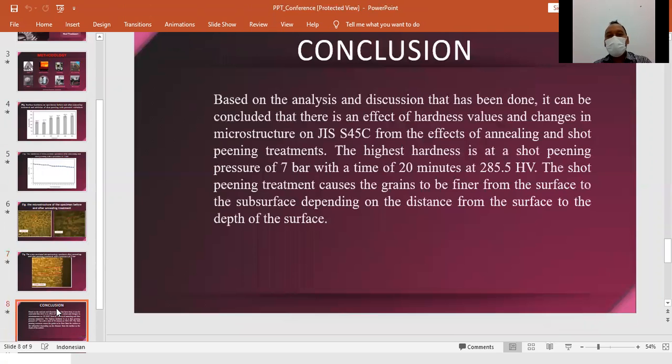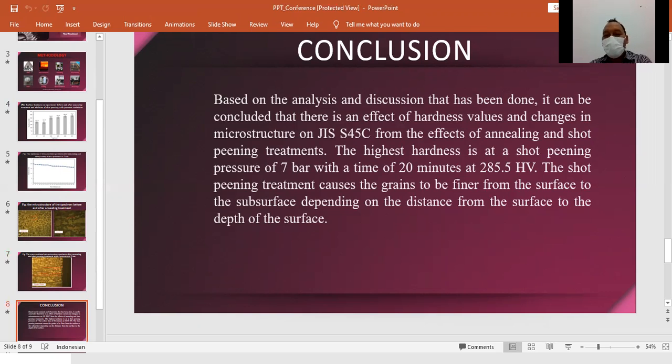And then the conclusion. Based on the analysis and discussion that has been done, it can be concluded that there is an effect on hardness values and changes in microstructure on S45C from the effect of annealing and shot peening treatments.